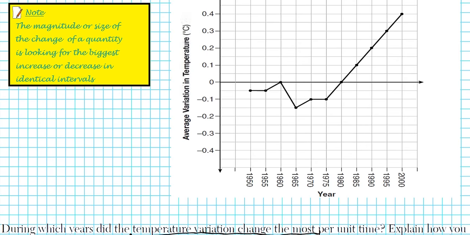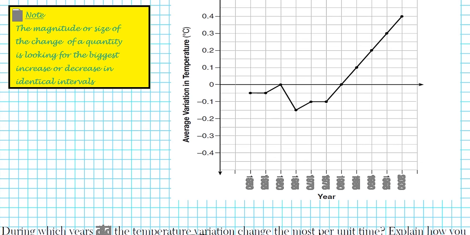So I have a little note here. When you're looking at the size or the magnitude of a change, basically the most, we're looking for the biggest increase or decrease for identical intervals. So when did the temperature rise or fall the most for each interval? We don't care about the sign here, okay? It's kind of like a scalar quantity, a terminology used in physics. We're not looking at the sign, we're just looking at the size.